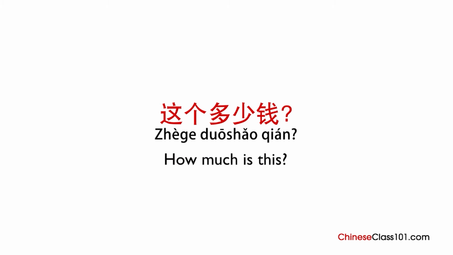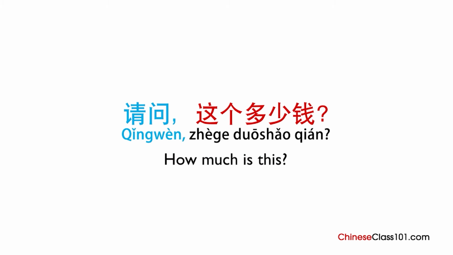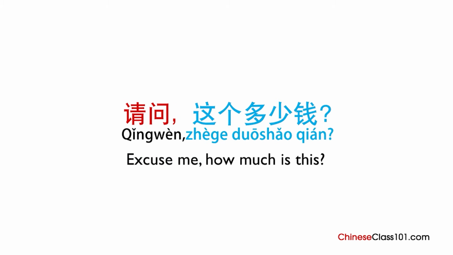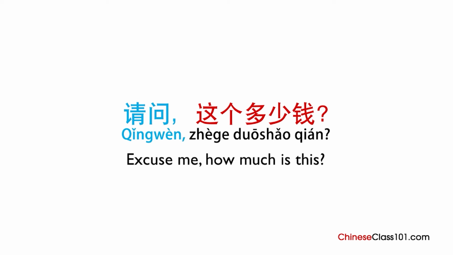The first thing to say is, 请问. Do you remember what that means? Excuse me. 请问这个多少钱? If we want to be more specific when asking how much is this, or refer to a certain type of object, it's super easy.